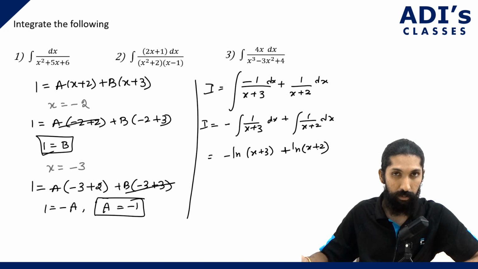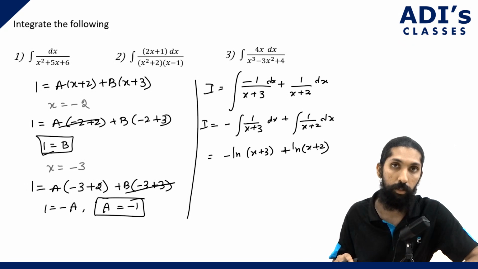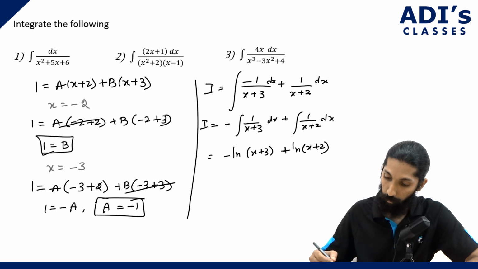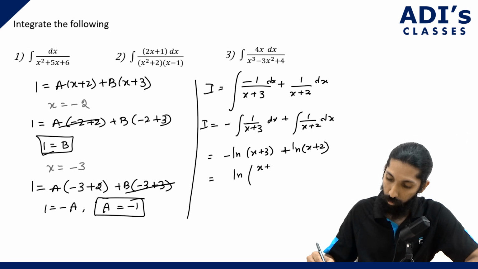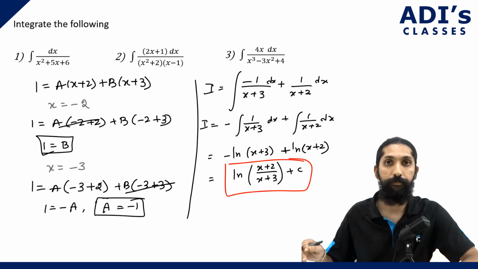Right? Of course, plus c is there. Right now, I'm not writing plus c. At the end, we can write the plus c. That's not an issue. So what do you have now? Log of x plus 2 divided by x plus 3 plus c. So this is going to be the answer for the first one.